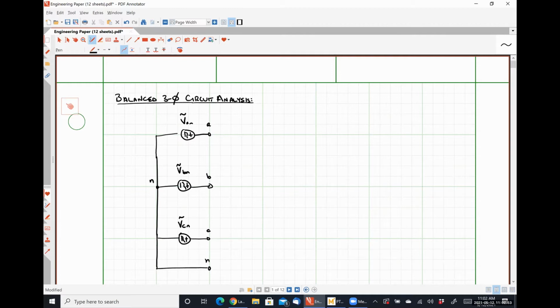Then I may have some impedance for my transmission line. So I'm going to call this guy ZWA. And this guy will be ZWB. And this guy will be ZWC. And this guy right here will be ZN.